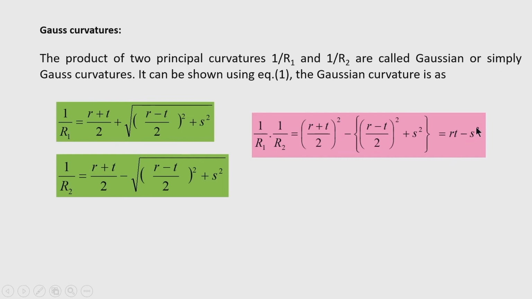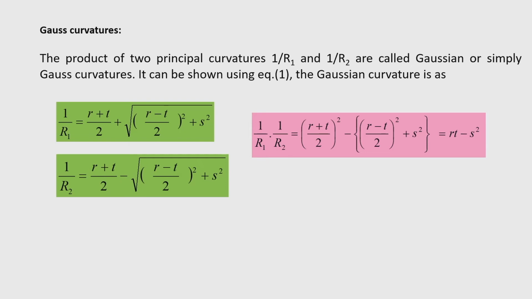this R t minus S square is the result of the product 1 by R 1 into 1 by R 2. Now, in one case R t equal to S square, that is, the Gaussian curvature is 0, we classify the shell as a singly curved shell. The examples I have shown are a cylindrical shell or a conical shell. Here, if R t minus S square is a non-zero quantity, two cases may arise.